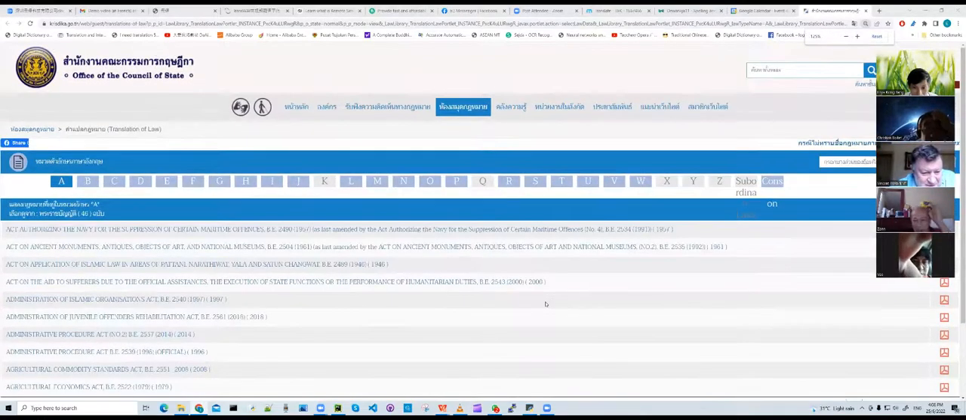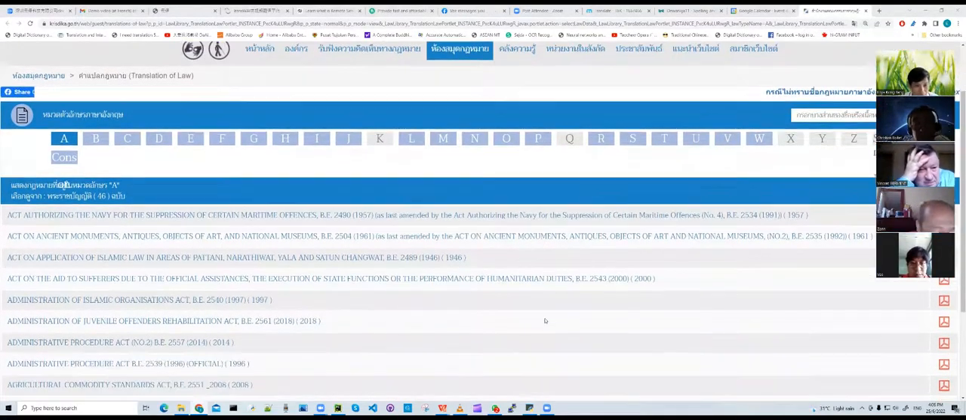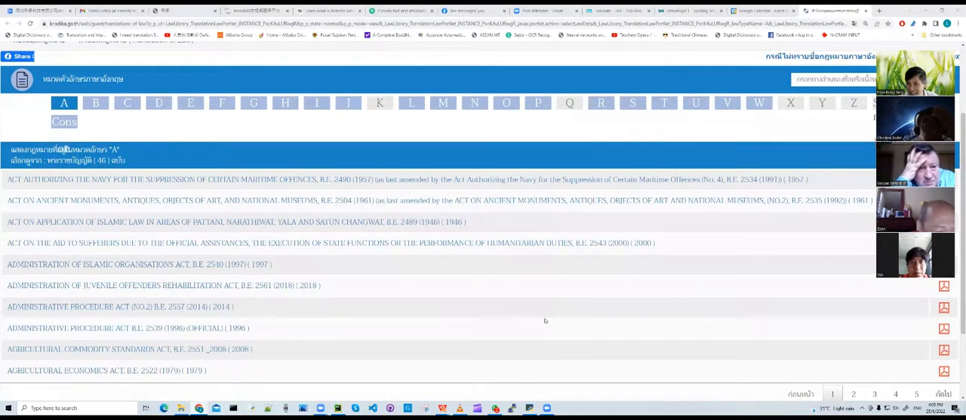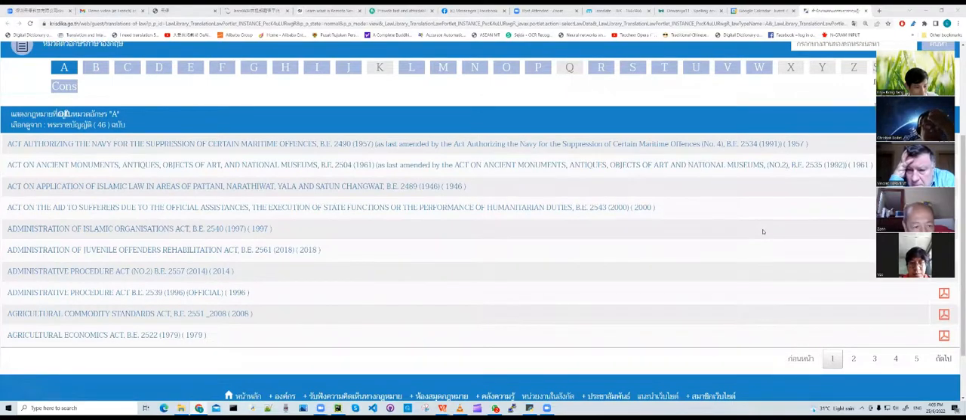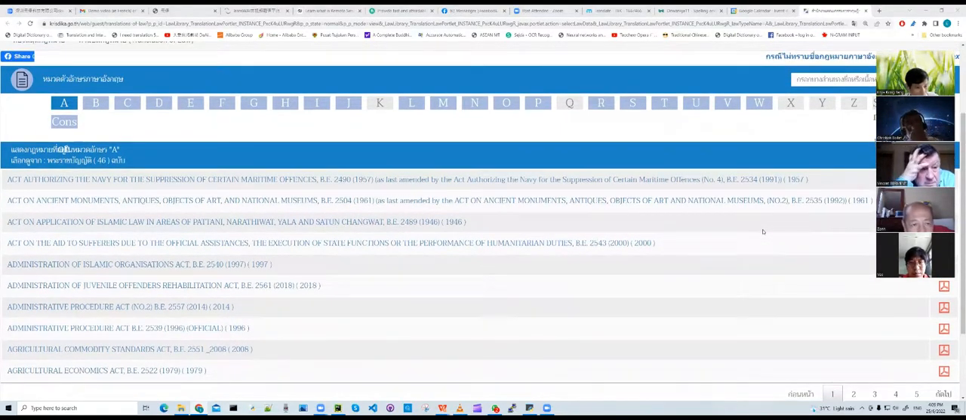Okay. And if you send us the link, we can open this in our window. Inside the Zoom chat window, you click on it, you will open. Okay. Yeah, Thailand, etc. Okay. Right, it takes some time. No, I got it. The act authorizing the Navy for whatever. Now click on the PDF icon on the right. First one.